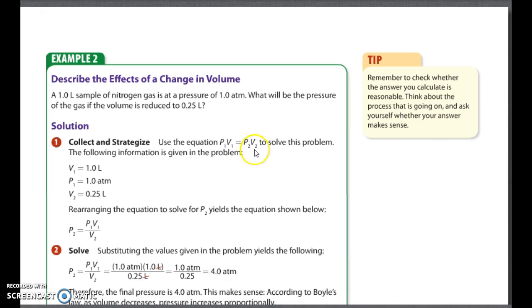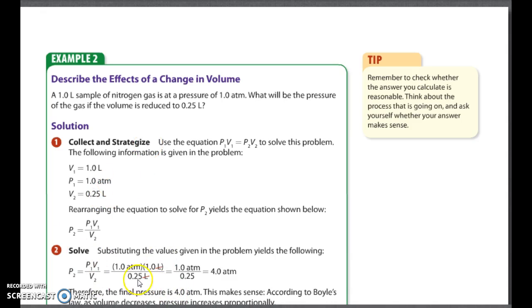Let's look at the next one. A 1.0 liter sample of nitrogen gas is at a pressure of 1 atm. What will the pressure of the gas be if the volume is reduced to 0.25 liters? So again, hit pause. Then think about it. My volume did what? My volume decreased, so my pressure should increase.